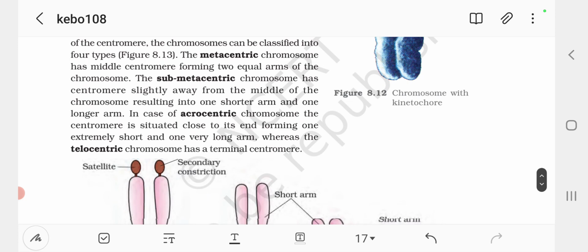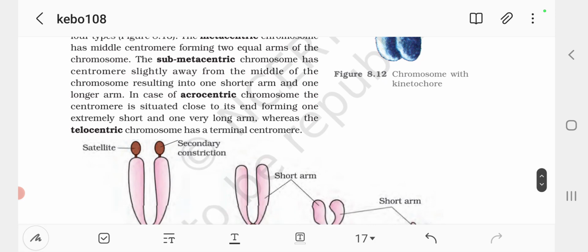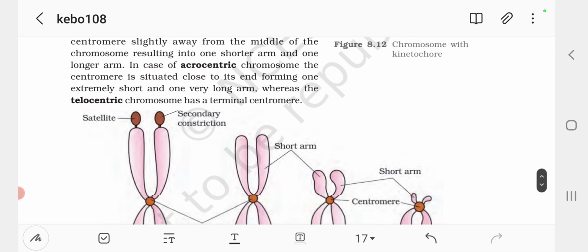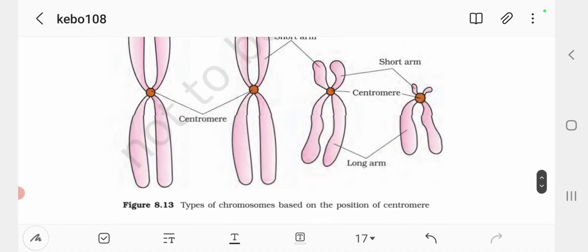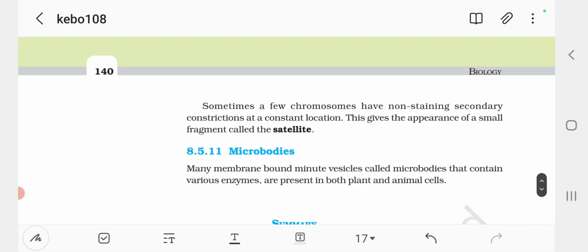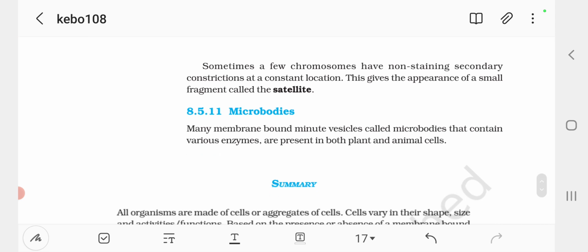The submetacentric chromosome has the centromere slightly away from the middle of the chromosome, resulting in one shorter arm and one longer arm. In case of acrocentric chromosome, the centromere is situated close to its end, forming one short and one very long arm, whereas the telocentric chromosome has a terminal centromere. Sometimes a few chromosomes have a non-staining secondary constriction at a constant location. This gives the appearance of a small fragment called satellite.